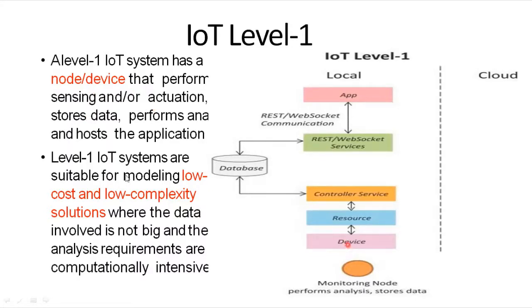That means IoT level 1 systems are suitable for low cost and low complexity solutions. These are all not using the cloud. If the data size is very large, then you will go to the cloud. Here, low cost, low complexity, where the data involved is not big. Small data sets, and the analysis requirements are intensive, that means computationally intensive. In those particular cases, you will use this system.